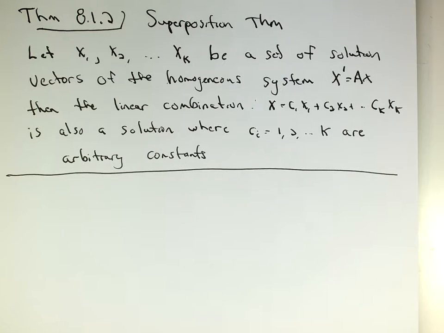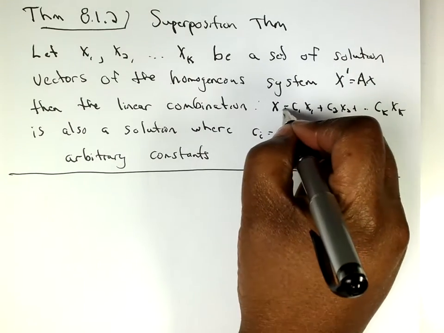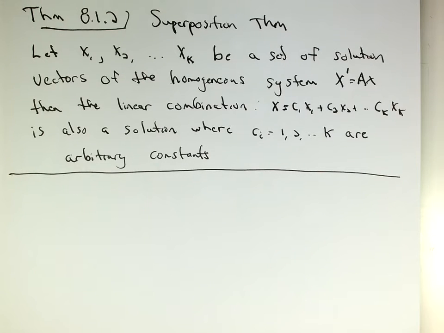So now we're looking at the superposition principle or theorem. We're going to let x1, x2, all the way up to xk be a set of solution vectors of a homogeneous system, X prime is equal to AX. Then the linear combination, and we've talked about this several times, especially back in chapter 4, C1 x1 plus C2 x2. Each of those solution vectors can have arbitrary coefficients, and the combination is also going to be a solution. Again, if you remember back to chapter 4, we talked about the C1, C2s.